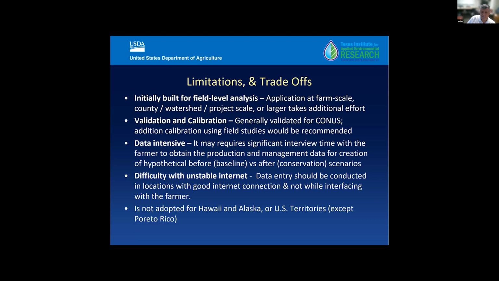It is data intensive and requires significant review time. I think in the new version you will see that time is much reduced, so the farmers, the producers, can say, okay, next step. I will show you that in the second part. There is also difficulty with unstable internet, which is not in our hands but sometimes causes issues. And for Alaska and Hawaii, we are working on it for our next version.